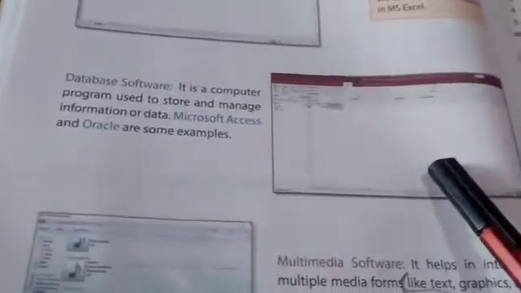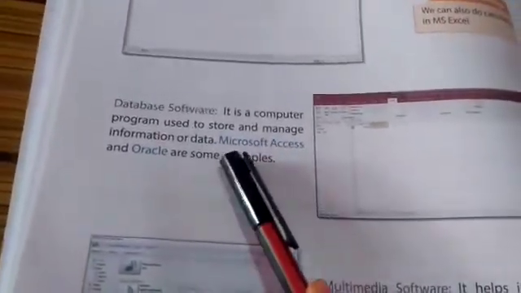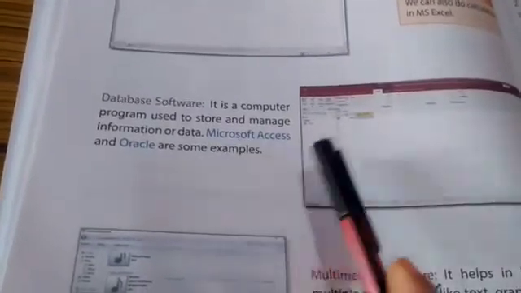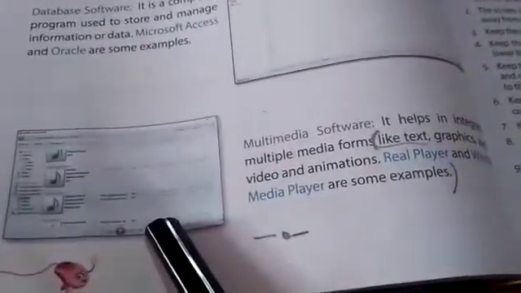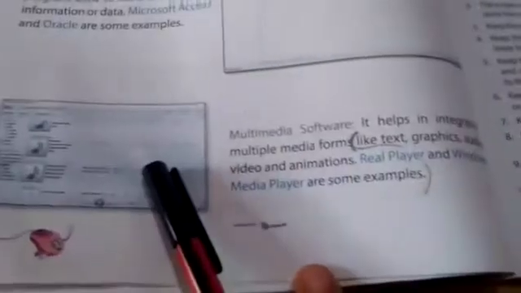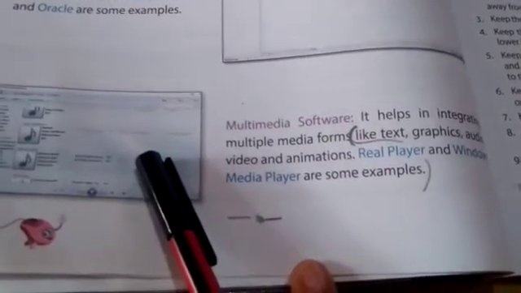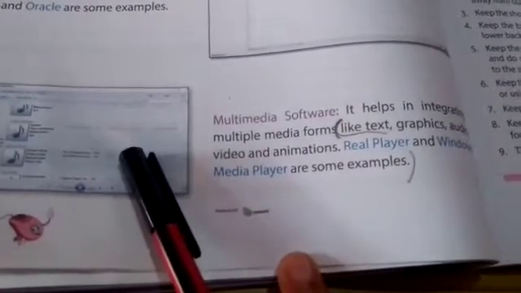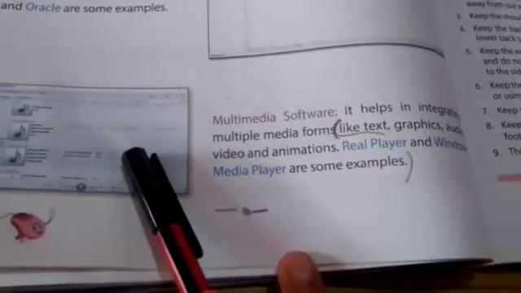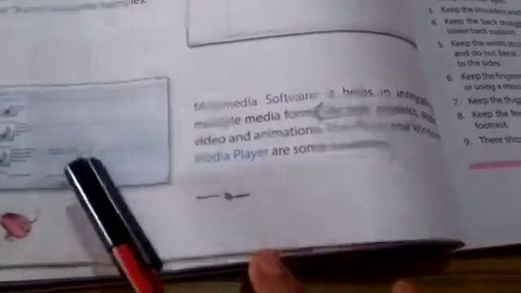Next one, database software. It is a computer program used to store and manage information or data. Microsoft Access or Oracle are examples of this. Next one, multimedia software. What is the use of multimedia software? It helps in integrating multiple media forms like text, graphics, audio, video, and animation. Real Player and Windows Media Player are the best examples of this.